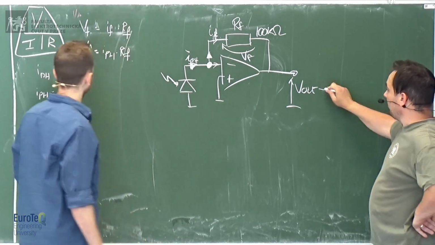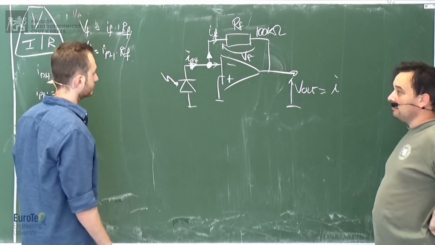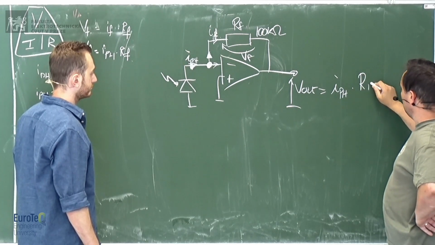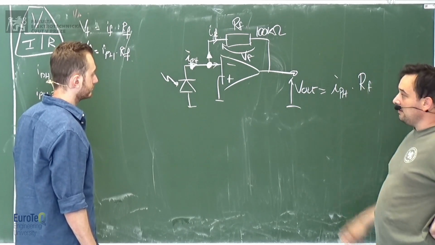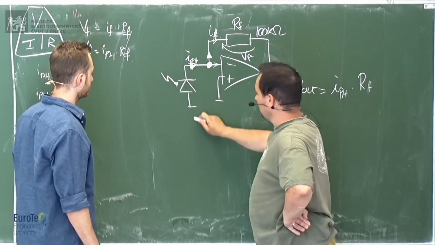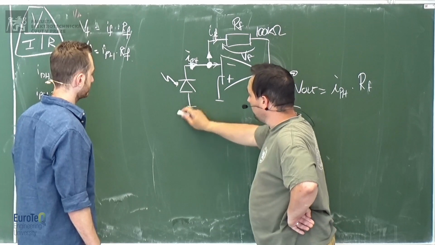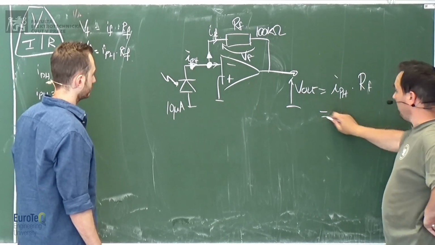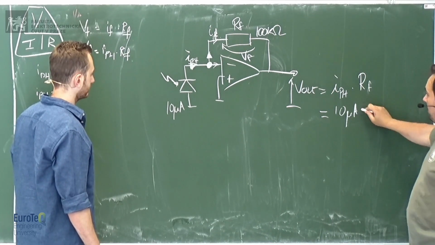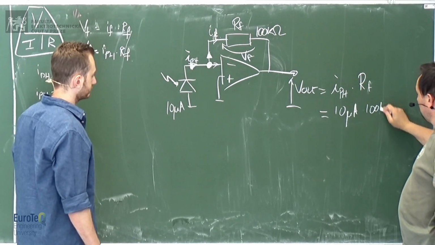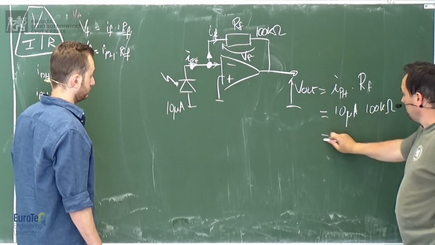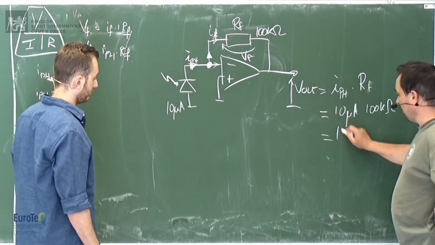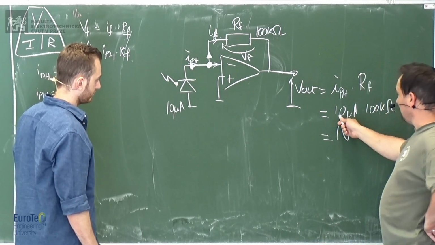So the output here will be the current of our current source, in this case the current of the photodiode, times RF, in this case 100 kilo ohms. So if I have here, say, 10 microamperes, I will have 10 microamperes times 100 kilo ohms, which is 1 volt.